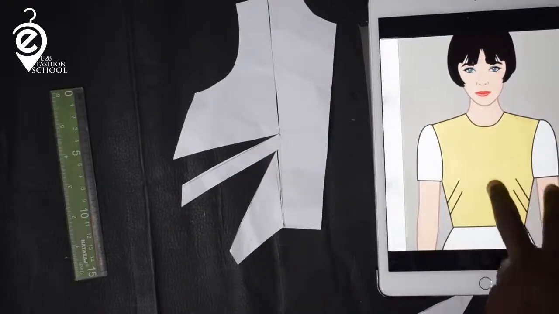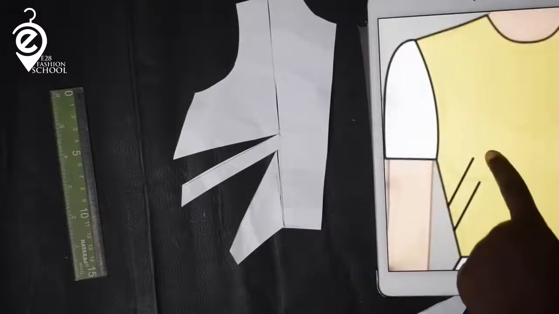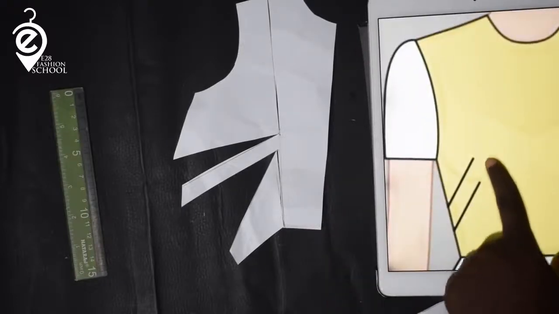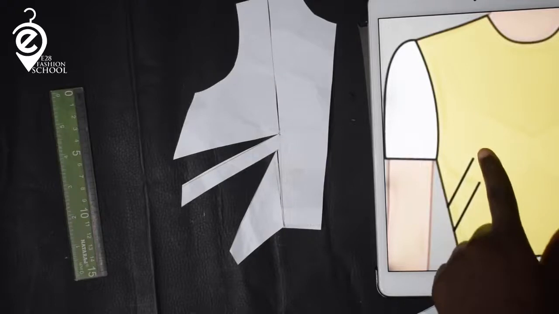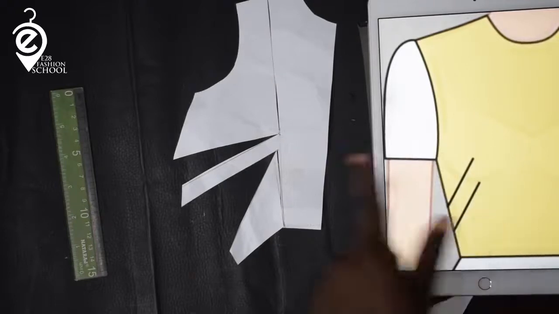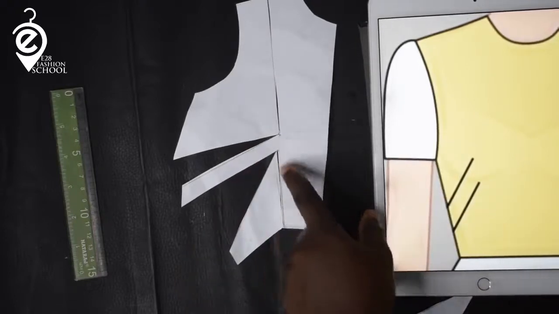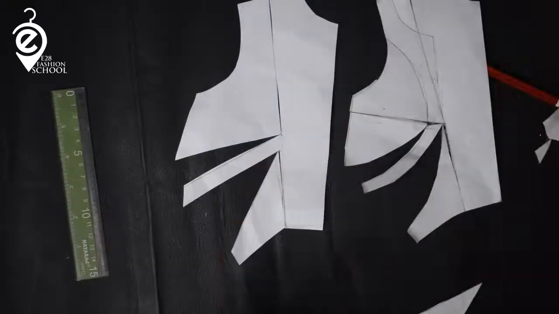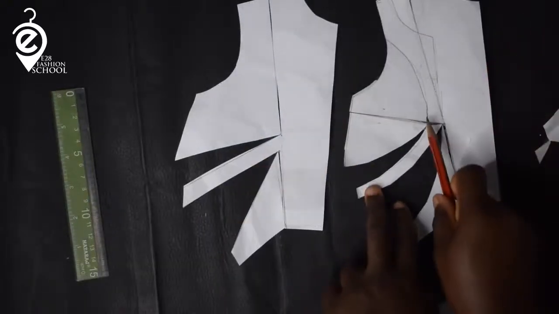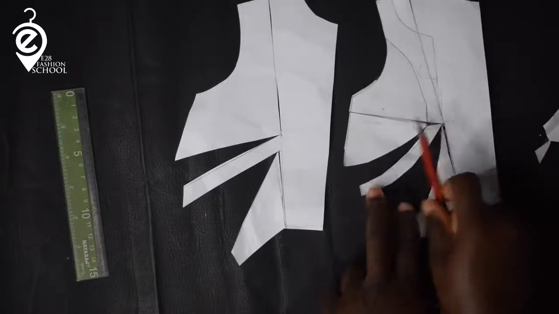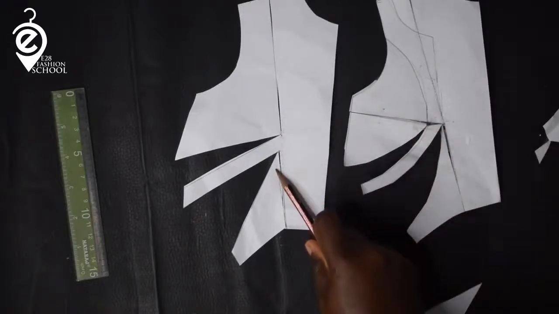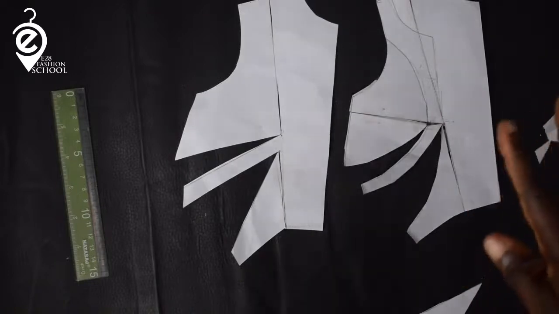Look, can you see the darts? They are in vertical form. The two dart points are in vertical position, right? If you look here too, vertical, right? But then look at this one that I did. Can you see it is horizontal, and this one is vertical? I hope you enjoyed today's class.